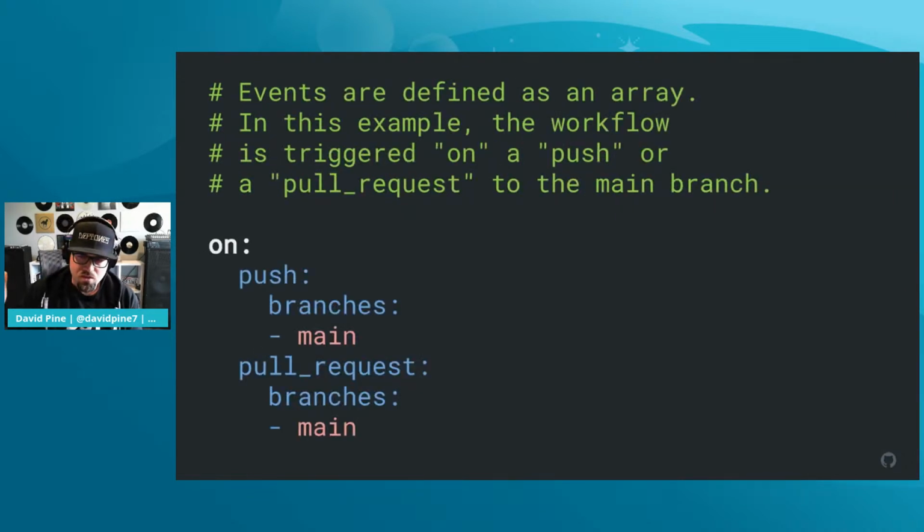In addition to a name, you'll have a set of triggers, and that is the on keyword. So you'll say on push to branches main, for example, or on pull request to branches main. This little syntax basically says that this workflow is going to be triggered when there's a push or a pull request to the main branch.